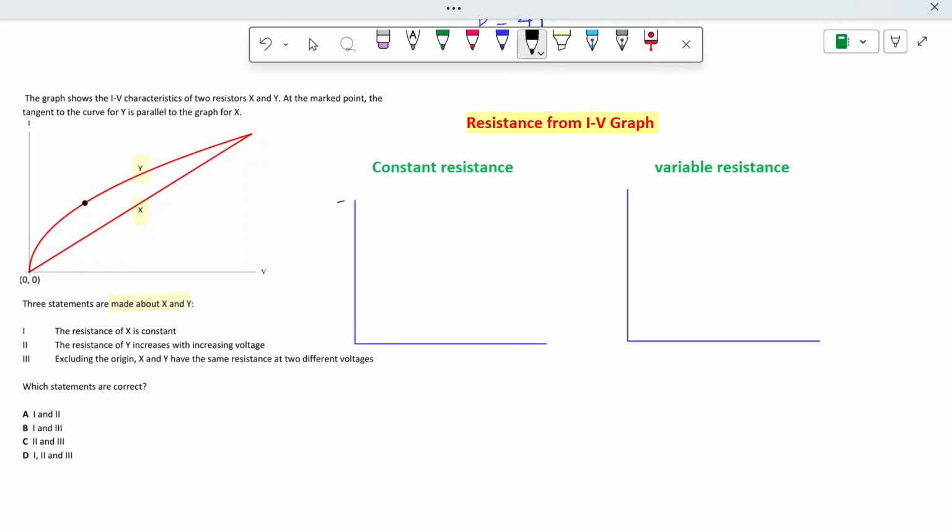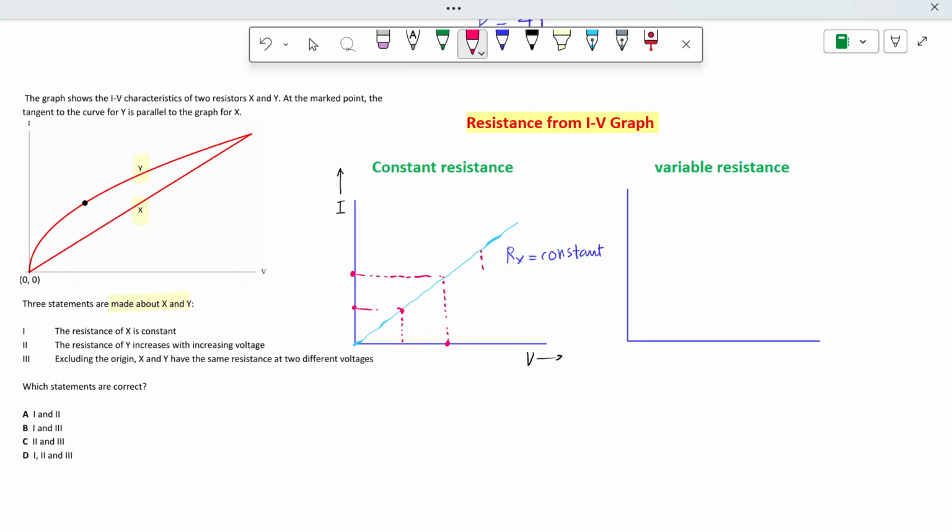First of all, let's talk about the current and potential difference graph for the constant resistance. This is a graph, and as you see, this is a straight line. Why is this a constant resistance? So Rx is constant, obviously. Why? Because first of all, the graph is a straight line, and secondly, dear students, there is an equal change in the potential difference with respect to an equal change in the current.